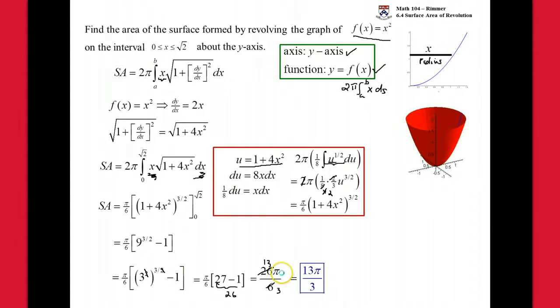Okay. Alright, let's work another example. Find the area of the surface formed by revolving the curve x equals 1/9 of y squared plus 2, about the interval where we're having y's between 2 and 6. We're going to rotate this time about the x-axis. Okay, so this is a parabola on its side.